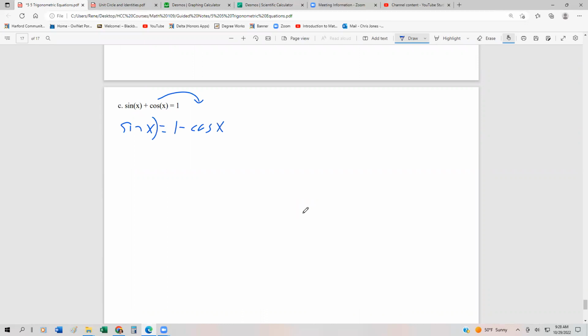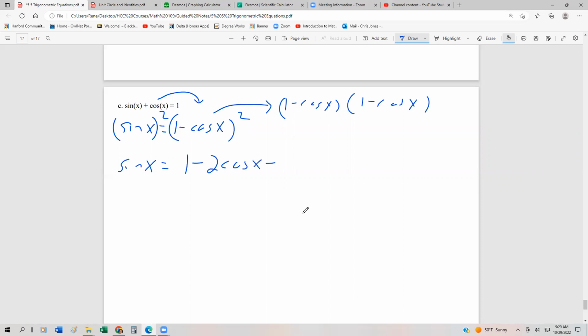And what I'm going to do is I'm going to square both sides. All right. And so by squaring both sides, I get sine x. This 1 minus cos x, I can write as 1 minus cos x, and then 1 minus cos x. And so that's going to turn into 1 minus 2 cos x plus cos square x. All right, and this should be a sine square of x.